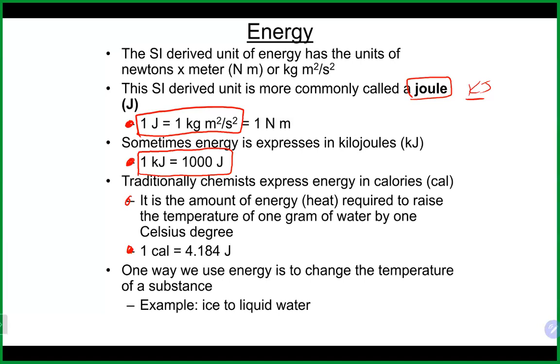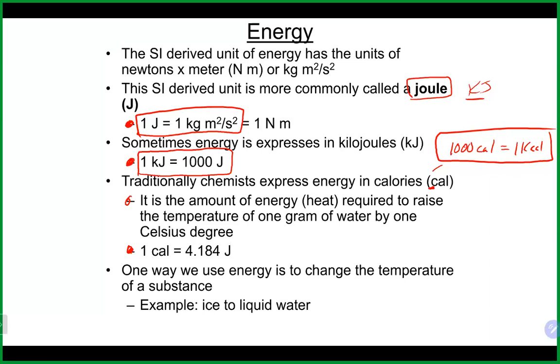Another unit that is sometimes used by chemists to express energy is calories with a little c. The definition of a calorie is the amount of energy required to raise 1 gram of water by 1 degree Celsius. There are 1,000 little calories in 1 kilocalorie. So that is another one that comes up.